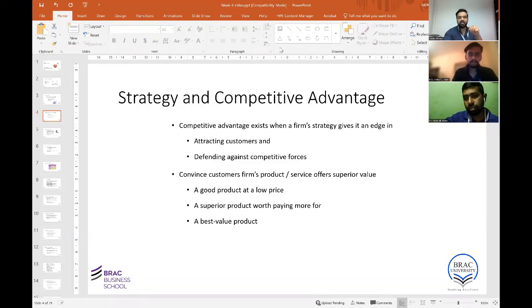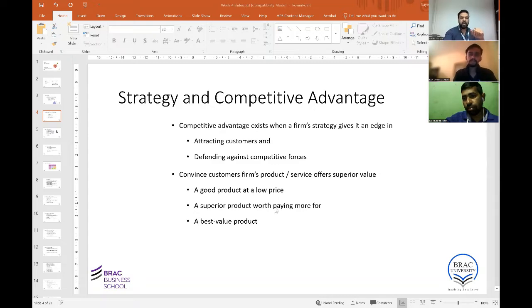It's defending against the competitive forces and convincing customers that the product offers superior value. So, good product, low price. Sometimes it could be a superior product worth paying more, and a best value product. So no matter whatever strategy your strategic business unit has, at the end of the day, everyone is trying to achieve a sustainable competitive advantage. In order to gain sustainable competitive advantage, these are some of the basic principles that every business needs to follow.